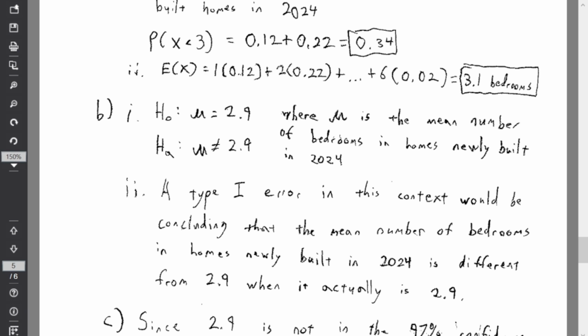So that would be rejecting, concluding that that mean is different from 2.9, but we're doing it incorrectly, so it actually is 2.9.